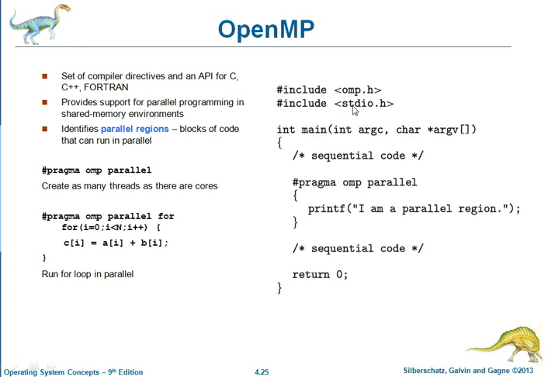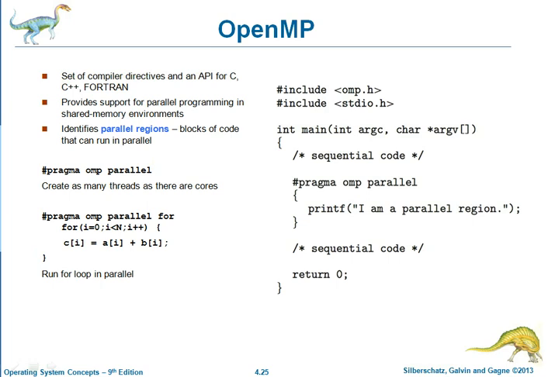Now, in this code, we have include omp.h, which stands for OpenMP. The pragma omp parallel creates as many threads as there are processing cores in the system. Thus, for a dual-core system, two threads are created. For a quad-core system, four threads are created. All the threads then simultaneously execute the parallel region. As each thread exits the parallel region, it is terminated.